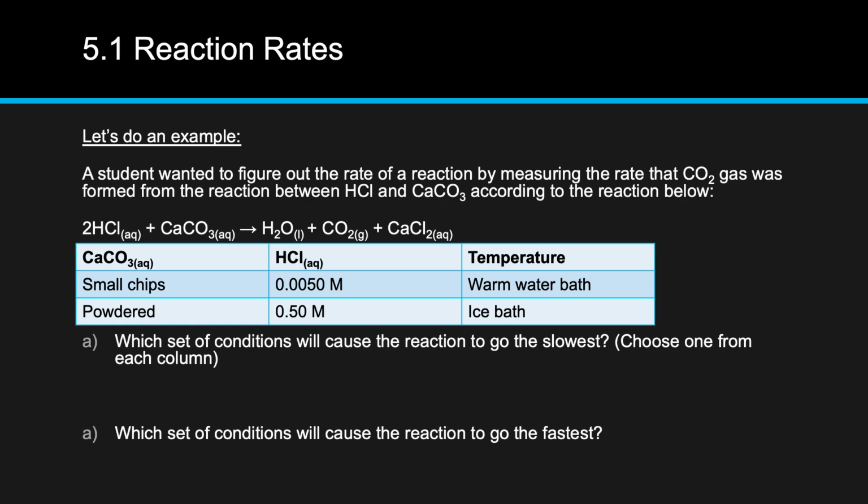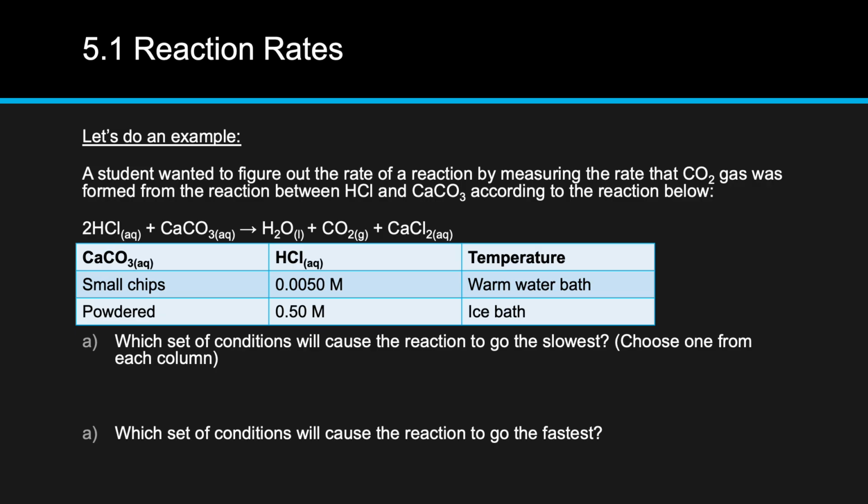So let's walk through an example by thinking about the factors that affect reaction rate. The student is measuring how quickly carbon dioxide gas is produced when hydrochloric acid reacts with calcium carbonate. To decide which conditions make the reaction slowest or fastest, we need to look at our surface area, our concentration, and our temperature. So A says which set of conditions will cause the reaction to go the slowest.